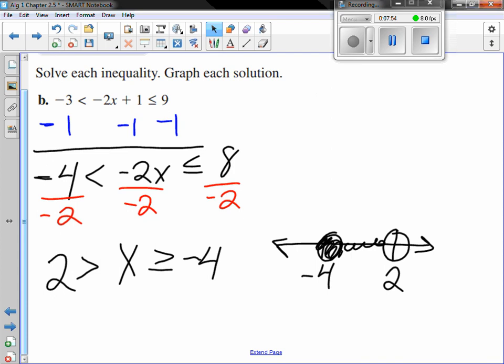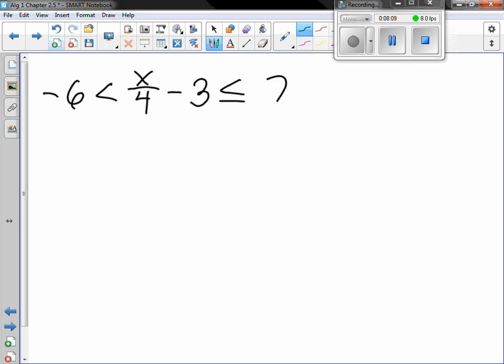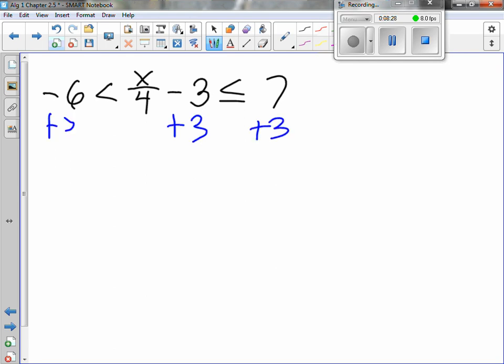1 over a number? Yeah, let's look at that. So let's just, I'm going to make one up. Let's say negative 6 is less than x over 4 minus 3 is less than or equal to 7. Something like this here? Yeah, let's do this one. So the first thing I need to do to get the variable by itself would be what? It's with the 3, isn't it? So we would add 3 to all three sides.